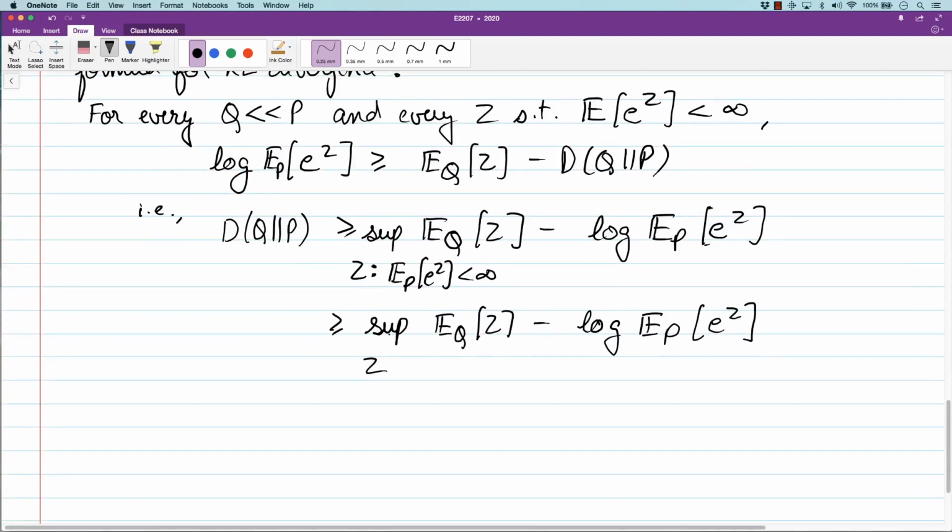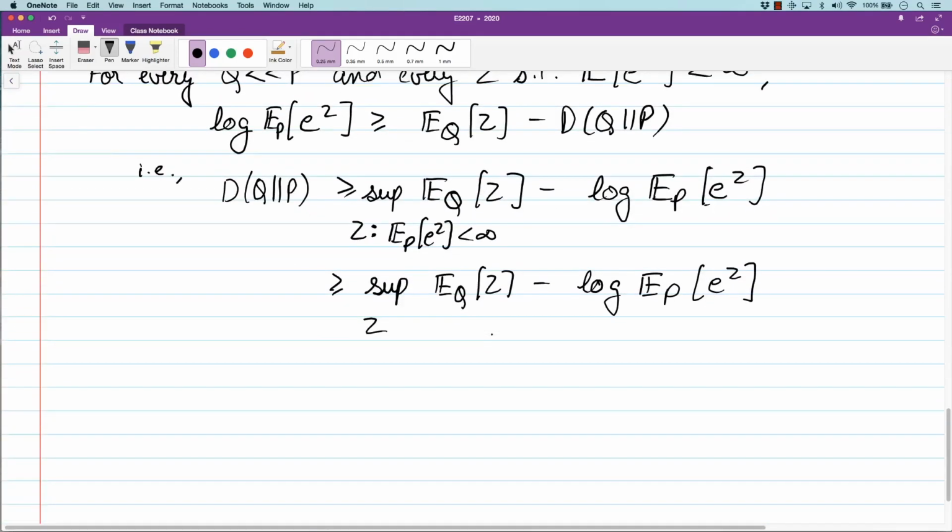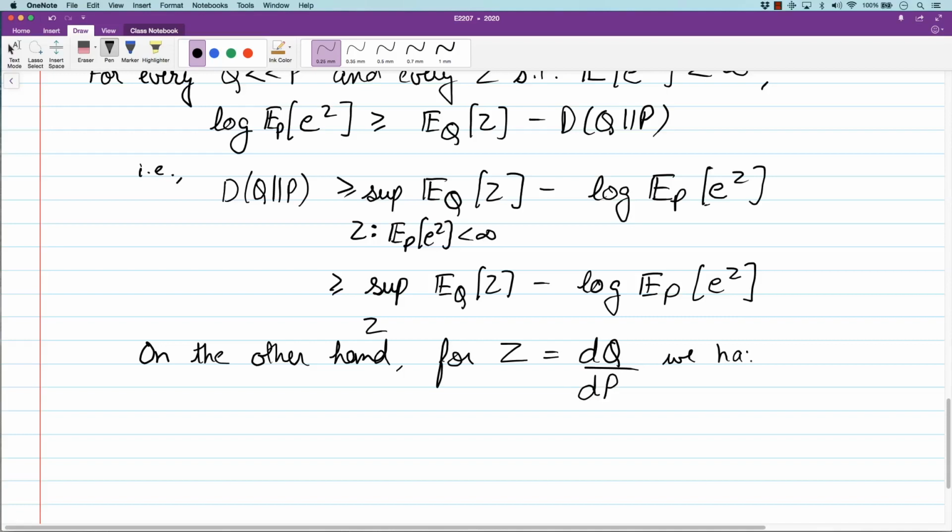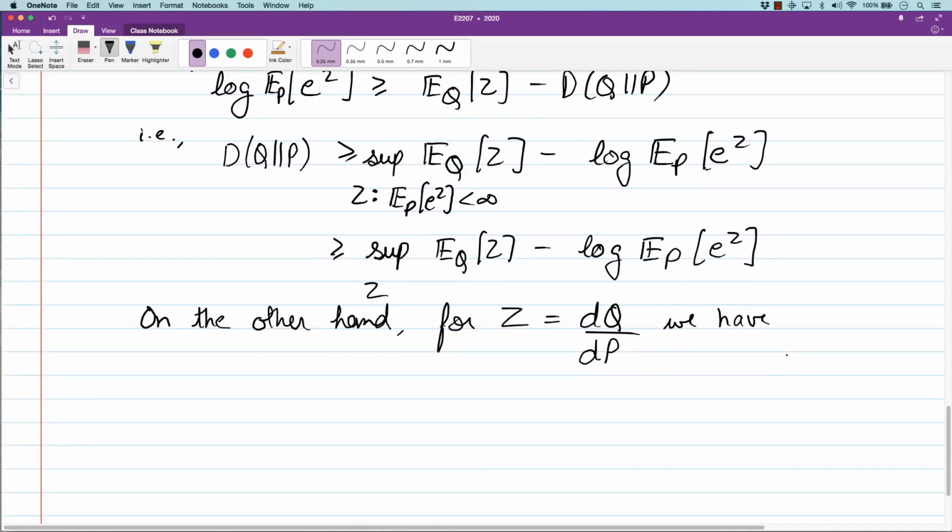Now this bound holds, but can we find a Z for which equality holds? And that Z exists. On the other hand, for Z equal to the Radon-Nikodym derivative. Note that this Radon-Nikodym derivative is the density, but that's also a random variable because it's a function of the underlying probability space. So this is a random variable. For this random variable, let's compute this right side.